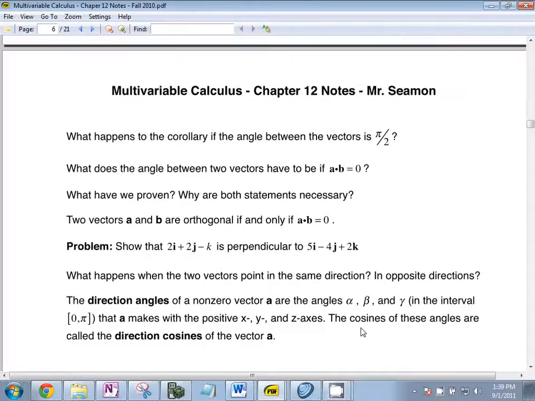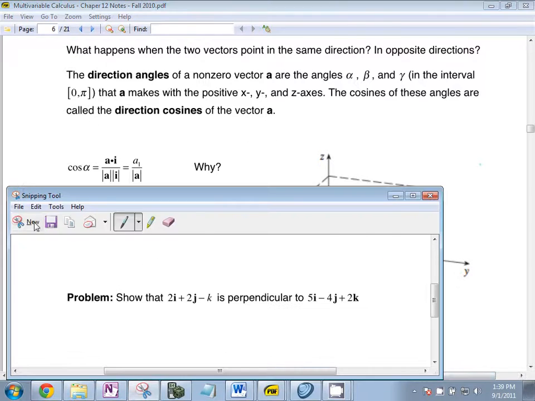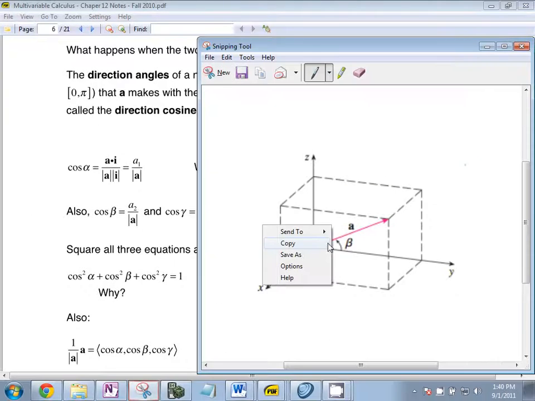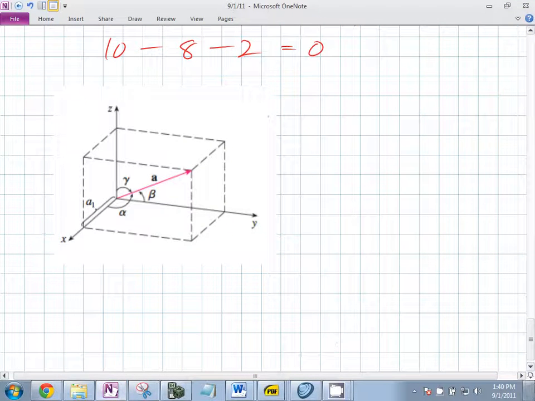Big point of terminology here, the direction angles, and here's a picture that I cannot draw very well, so I clipped it in. Here are the direction angles. So there's a vector A right there. Do you see it floating in space? These angles, alpha, beta, and gamma. So alpha is the angle swept out from the x-axis to A. Beta is the angle swept out from the y-axis to A. And gamma is the angle swept out from the z-axis to A.